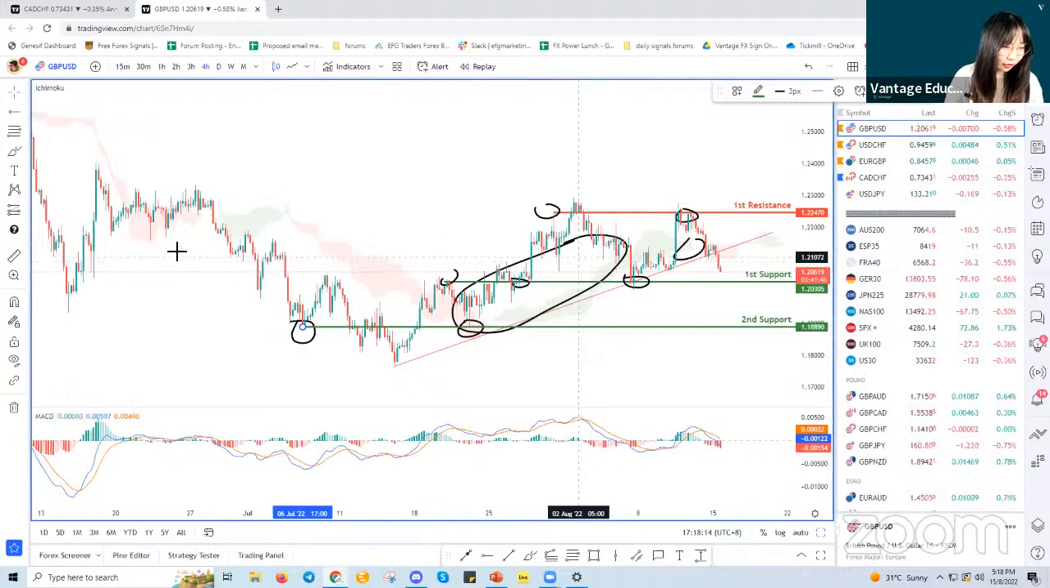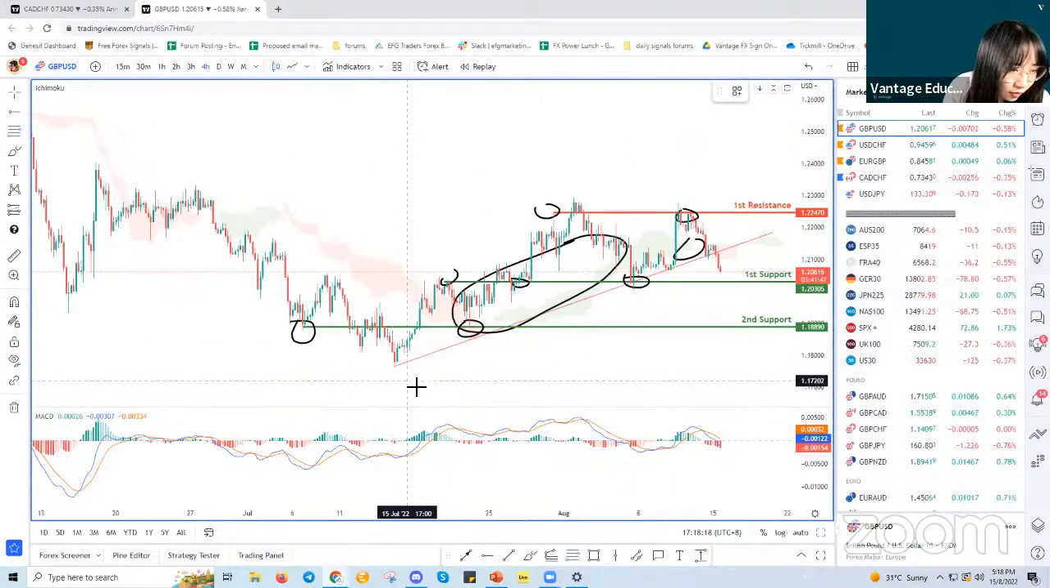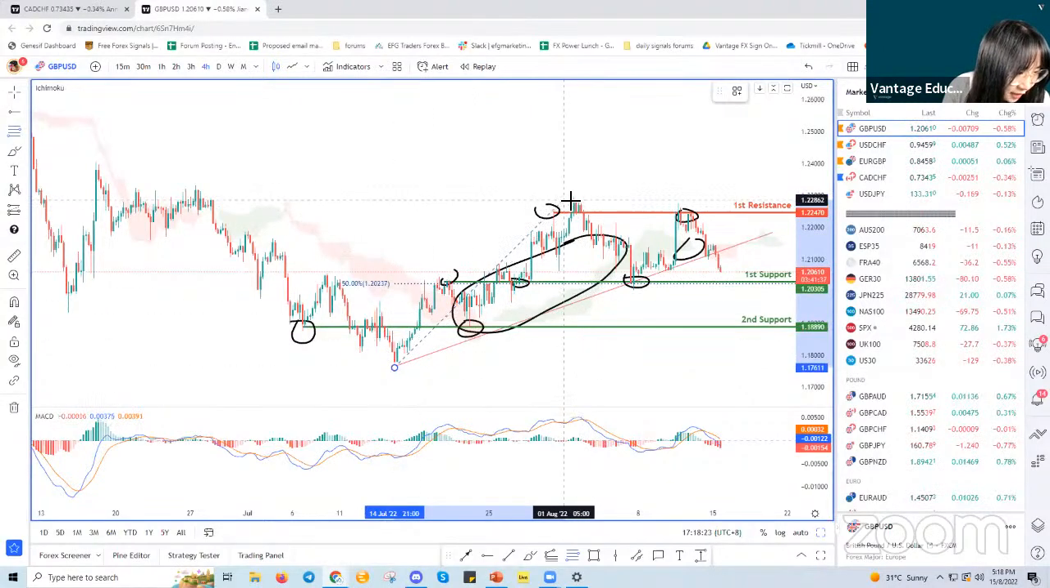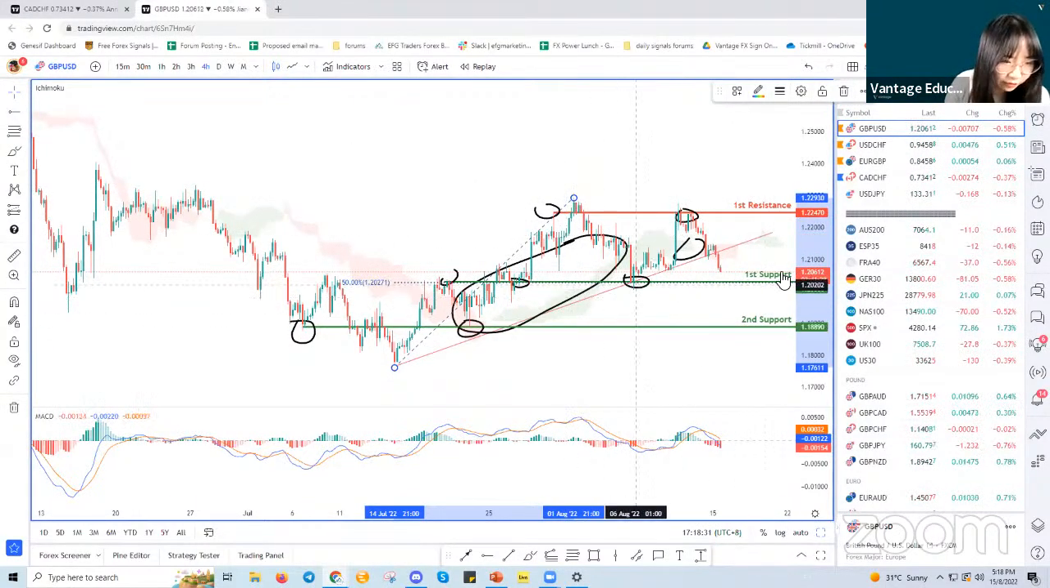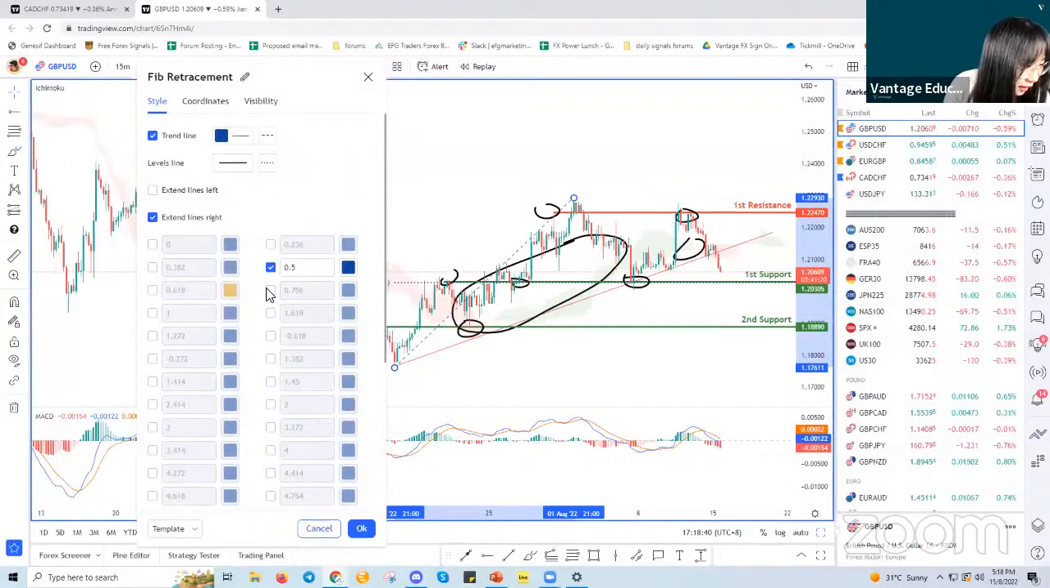Now we try to use some Fibonacci levels to help our analysis. I think here is the very significant swing low. So our start point, here is our ending point. We can see here is our 50% Fibonacci level, so the price may retreat to this level. Here's our first support. And then let's see, is there any other lines?